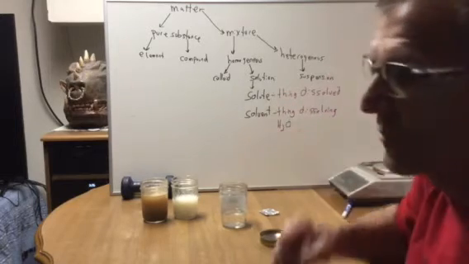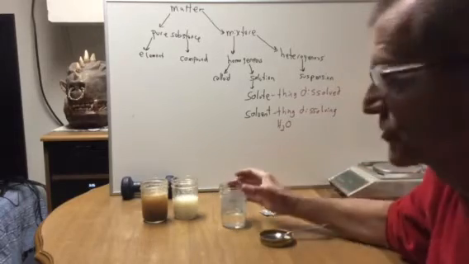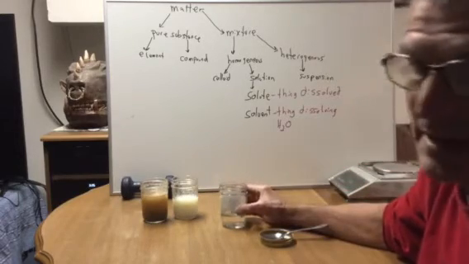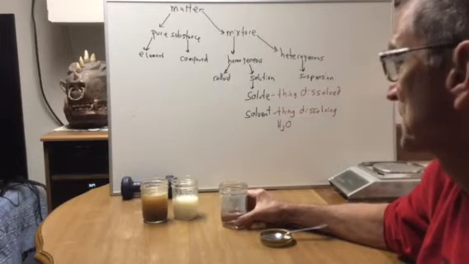You may have heard of a term called universal solvent. That's because so many things will dissolve in water. So it's used in a lot of things we buy. A, it's free, but B, it's such a good solvent. So a lot of things will dissolve in it.